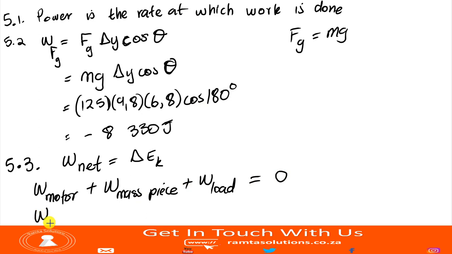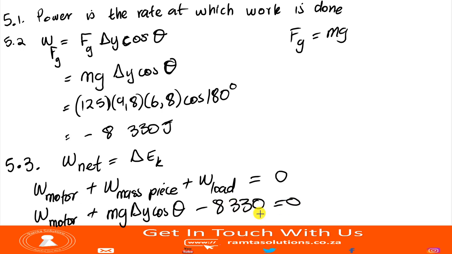So we will say, work done by the motor, I'm going to leave it as it is, plus work done by the mass piece. We don't have the force, but we have its weight. So it'll be mg delta y cos theta, plus work done by the load, which is the weight. It's negative 8,330, equals 0.